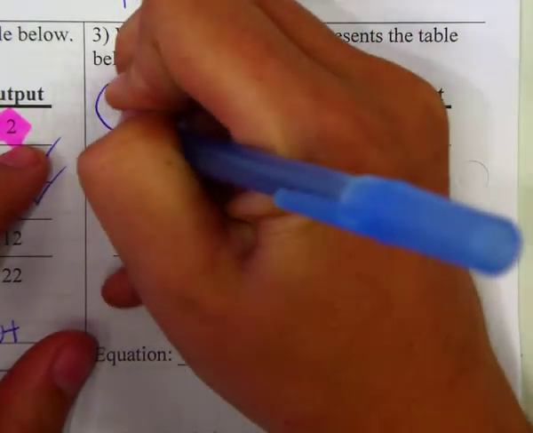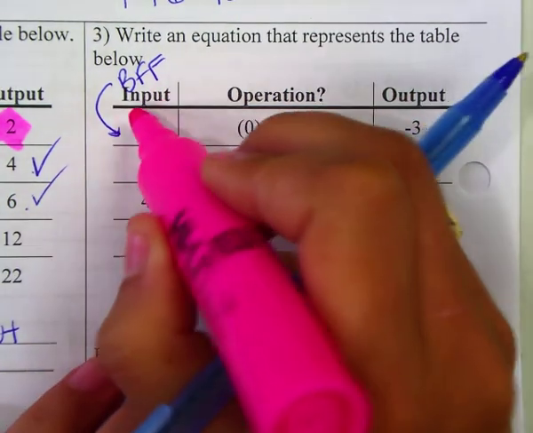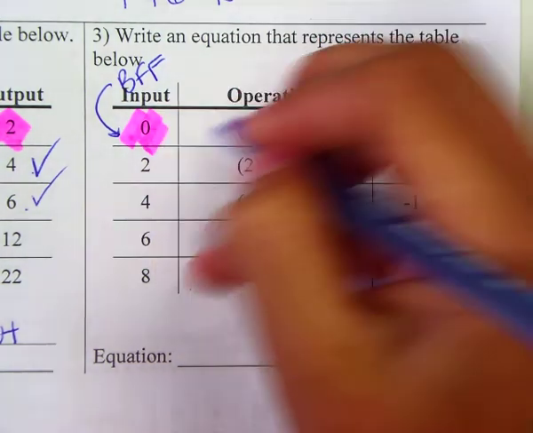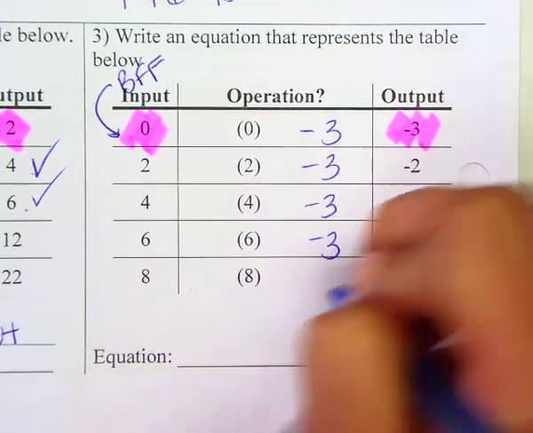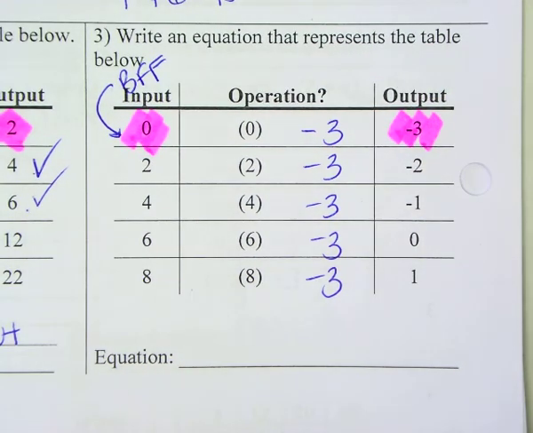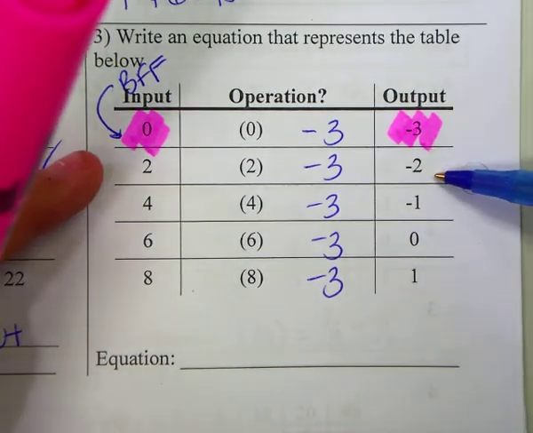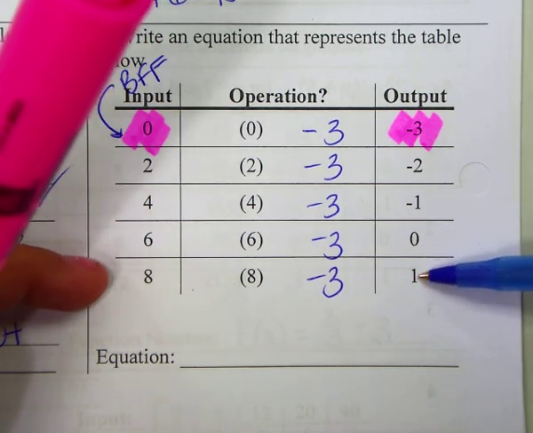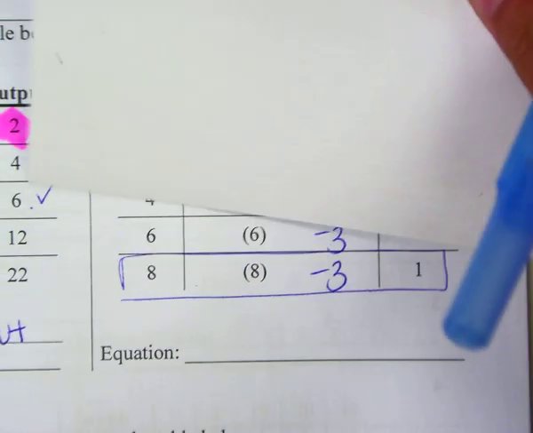Again, I'm going to start with my BFF, and it's going to tell me that when I put 0 in, out comes -3. So that means that I must be subtracting 3. So I'm going to go ahead and write that all the way down. Next, let's pick another one to look at. I don't really like negative numbers, so I'm going to actually go to this last row. I'm going to focus here and see if I can figure it out. In fact, I'm going to cover everything else up.